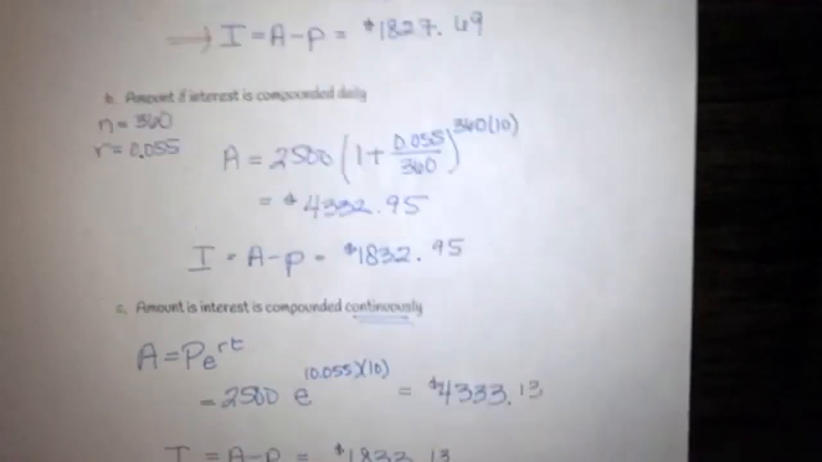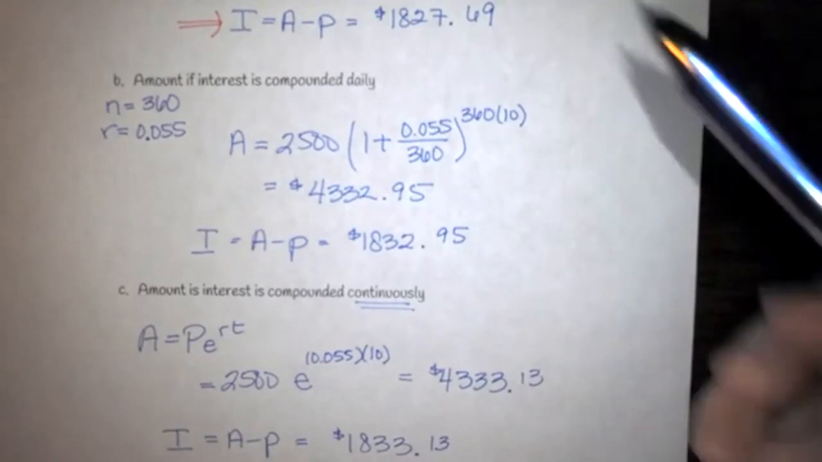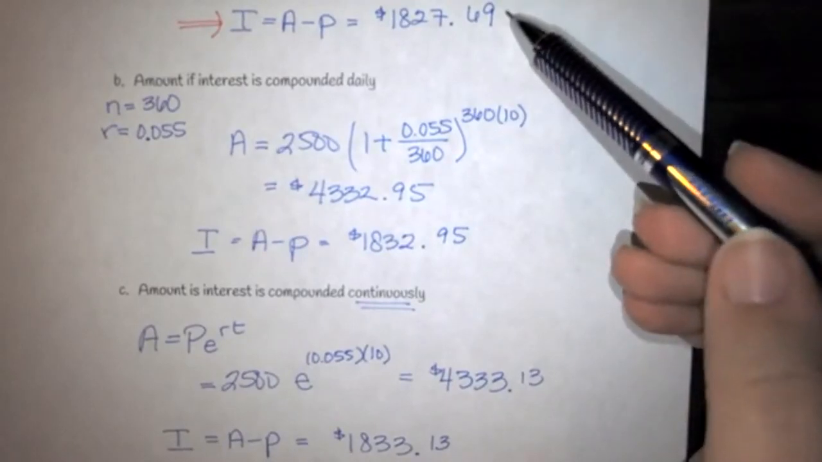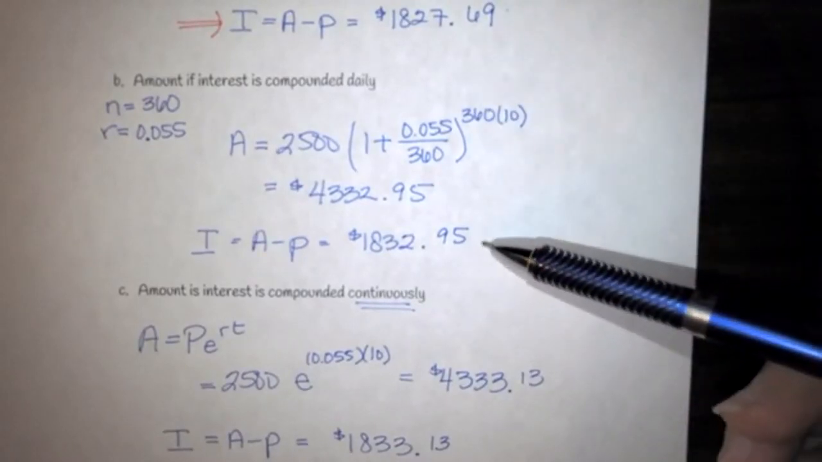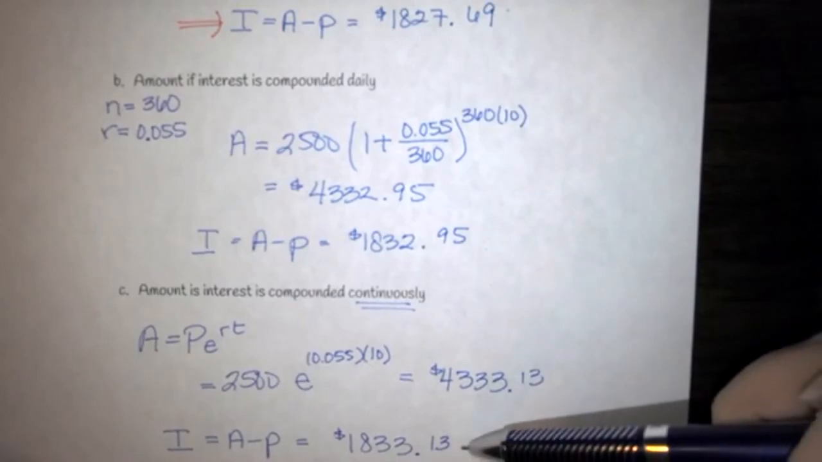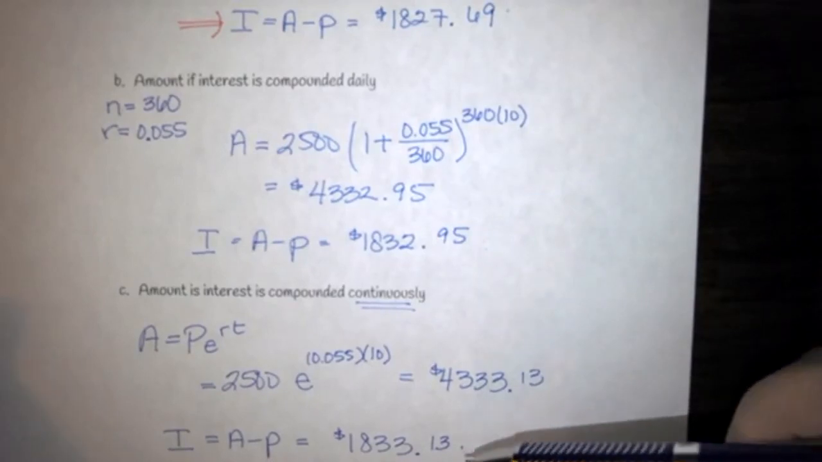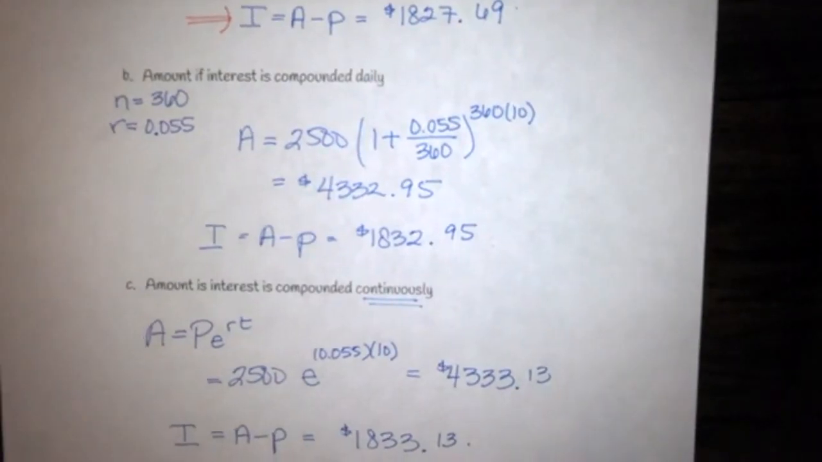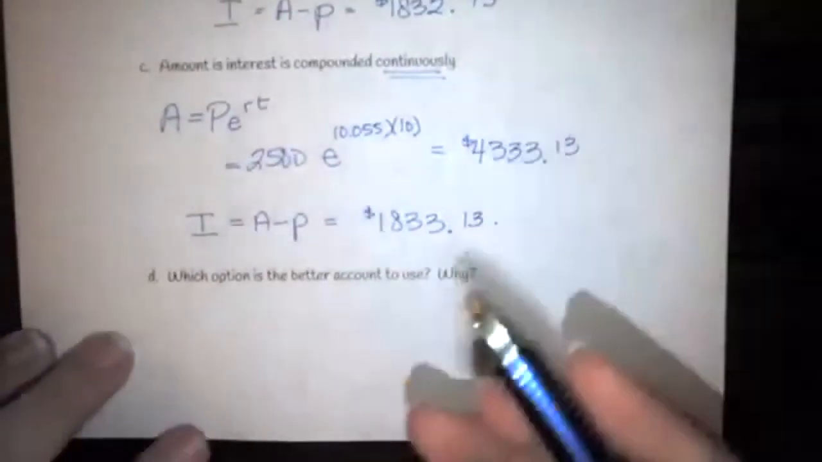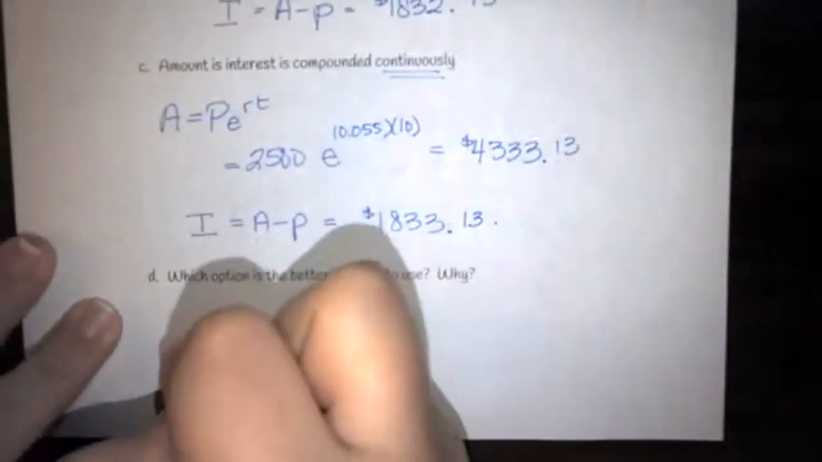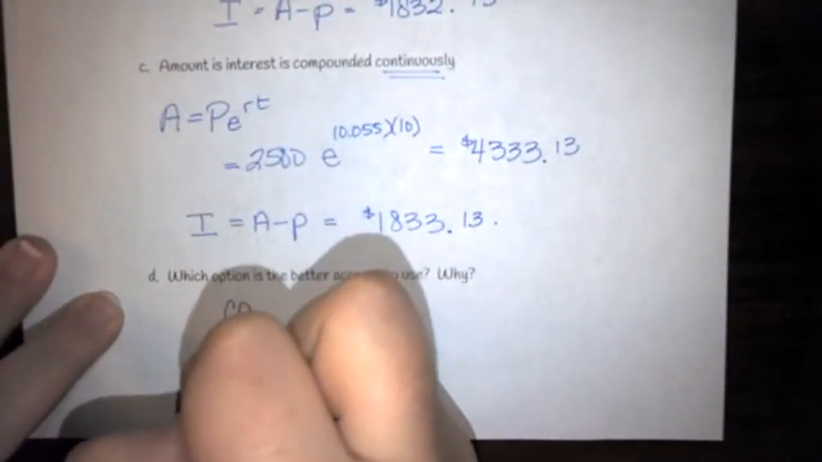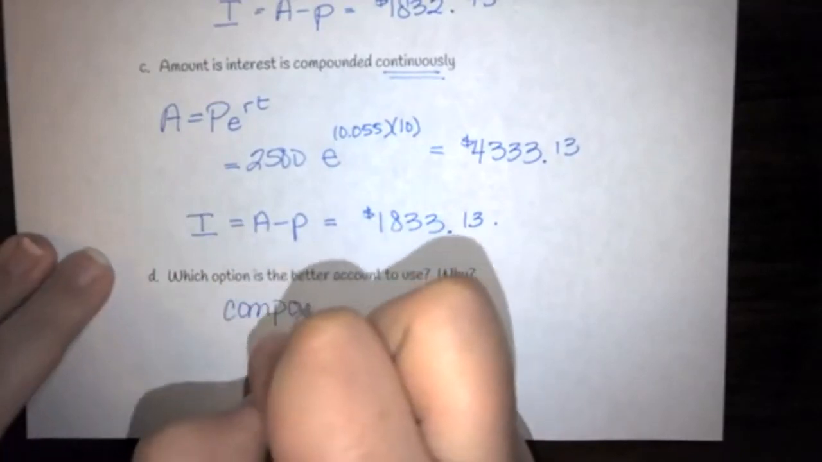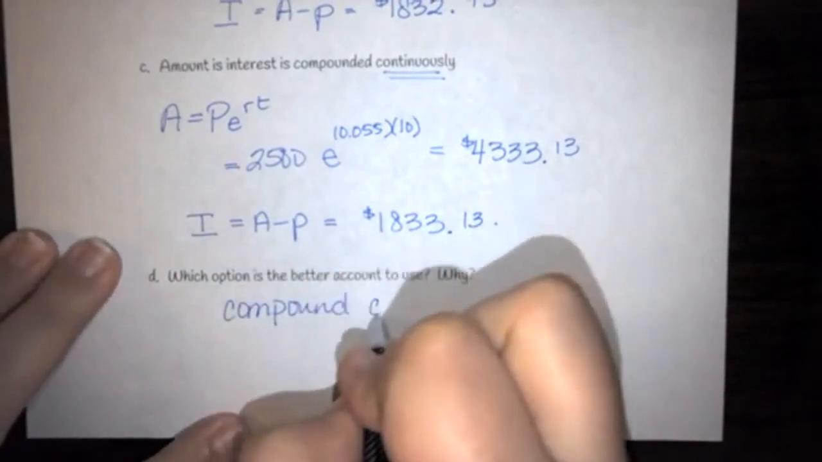So to answer which one is better, we have to look at which one has the highest interest comeback. So monthly was at $1,827.69, daily is at $1,832.95, and compounding continuously is at $1,833.13. Notice all three of them are extremely close. However, compounding continuously gives you the highest amount of interest. So here, which option is better to use? You would want to use compound continuously.